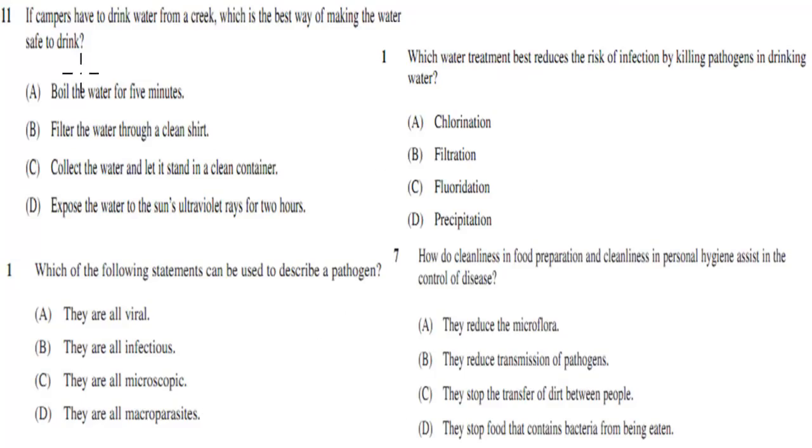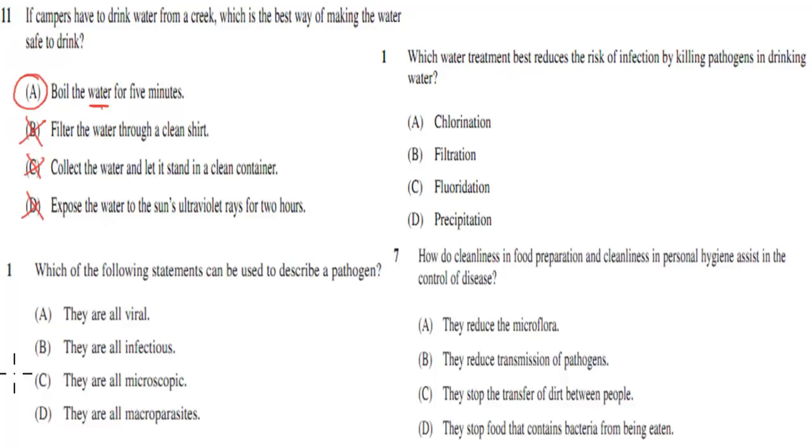Welcome back. Alright, so for the first one, the answer would have been boiling water for 5 minutes. Filtering water through a shirt would not be good enough to get anything done. Also, collecting water and letting it stand is not going to be good enough. Exposing the water to ultraviolet rays might cause some mutations, and maybe might even kill some, but not all of them. So the best thing to do is definitely boil the water for 5 minutes. Pasteurization will kill most of those.